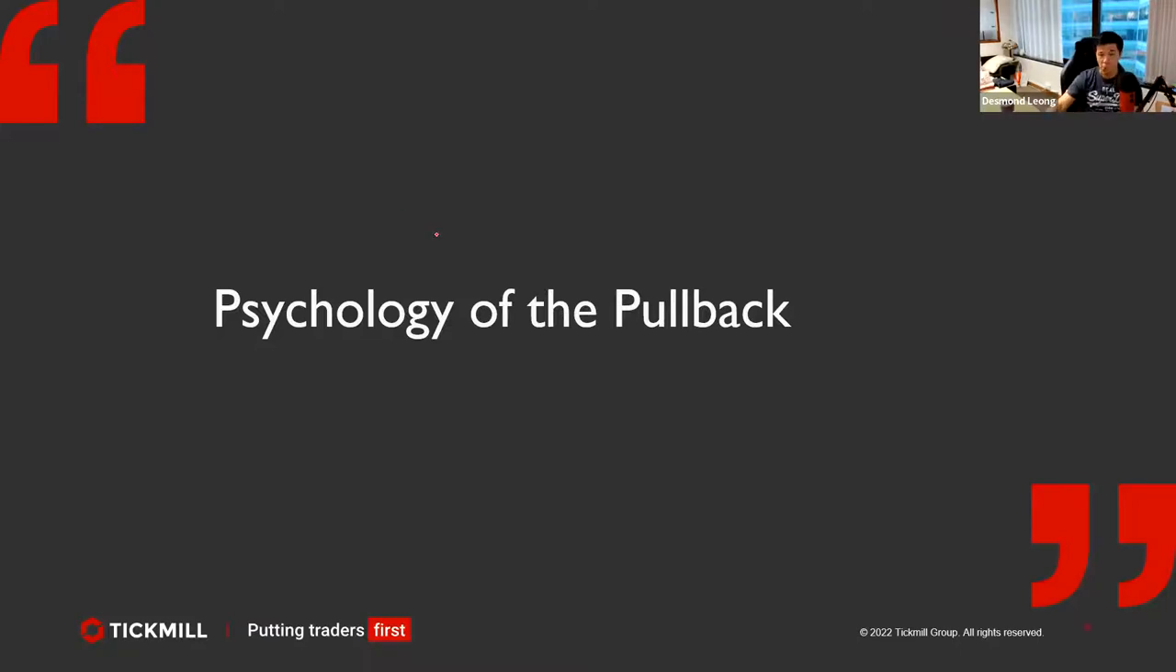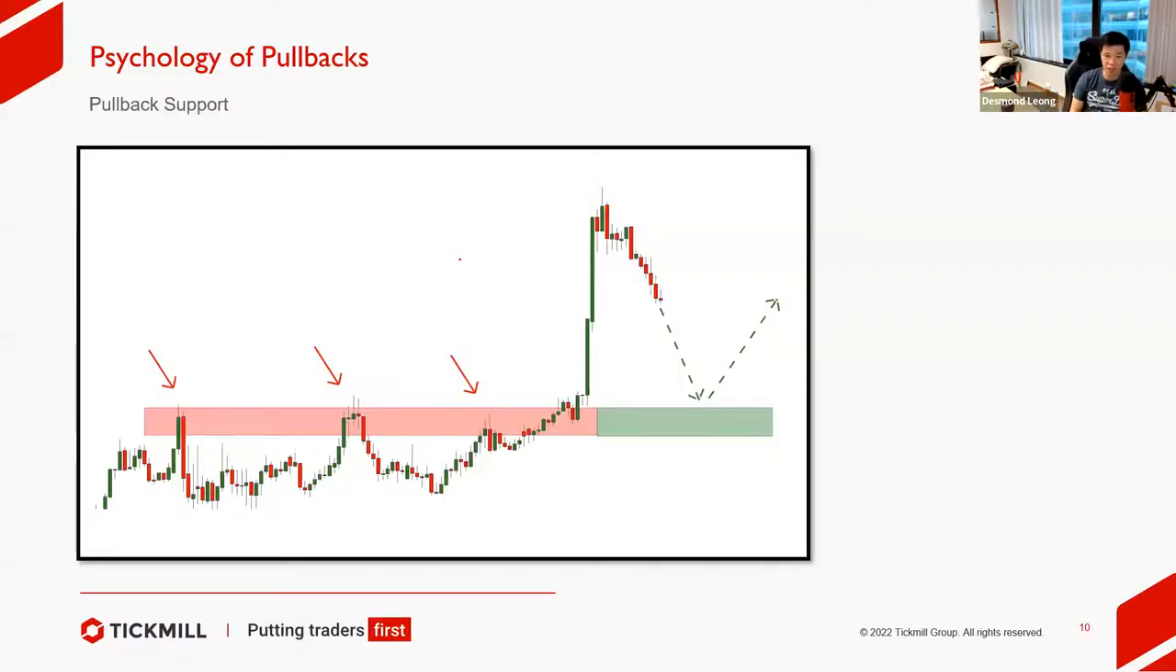The most effective. Now, okay, the psychology of the pullback. Let me teach you about the psychology of the pullback. So a pullback happens like this, right? Price has reacted once, reacted two times, reacted three times, so you've got a resistance area. Now, when price comes up to here, you've got one swing high, two swing highs, three swing highs, right?